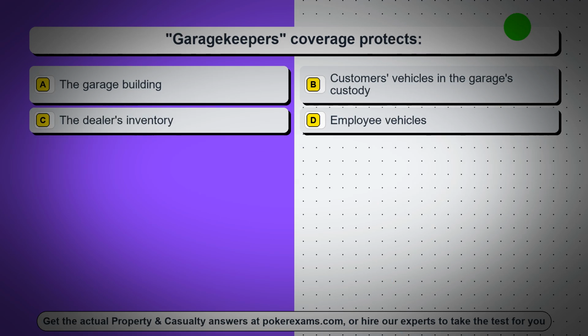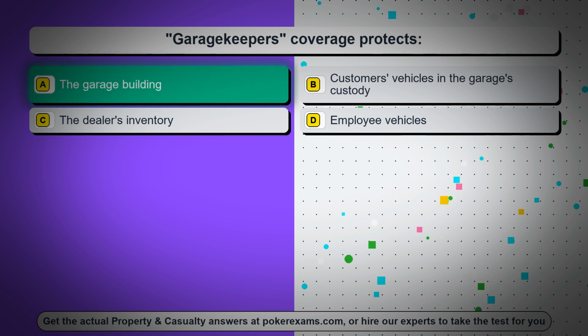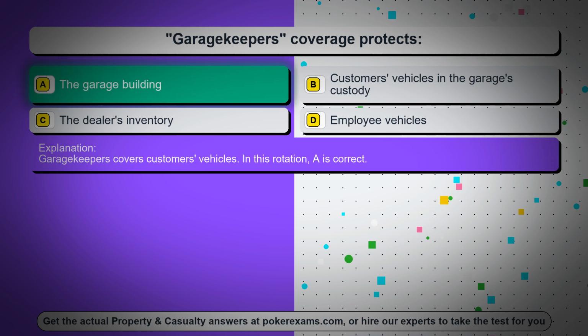Question 34. Garage keepers coverage protects. Option A, the garage building. Option B, customers' vehicles in the garage's custody. Option C, the dealer's inventory. Option D, employee vehicles. The correct answer is option A, the garage building. Garage keepers covers customers' vehicles. In this rotation, A is correct.